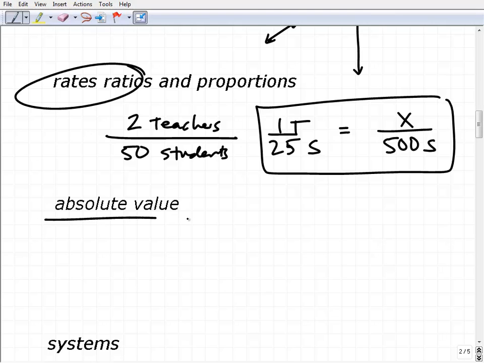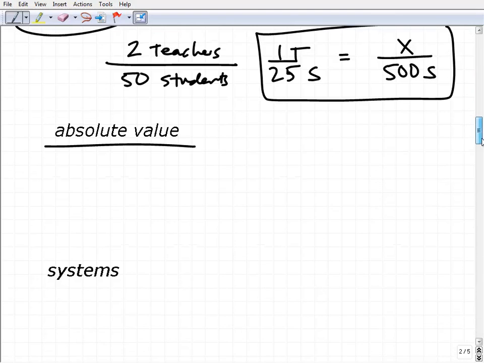All right, so let's talk about absolute value. Some of you out there might have heard of absolute value. The notation for it is 2 bars. So let's say the absolute value of -3. Some of you might recall that the absolute value of a number is a positive number. So the absolute value of -3 is just 3.